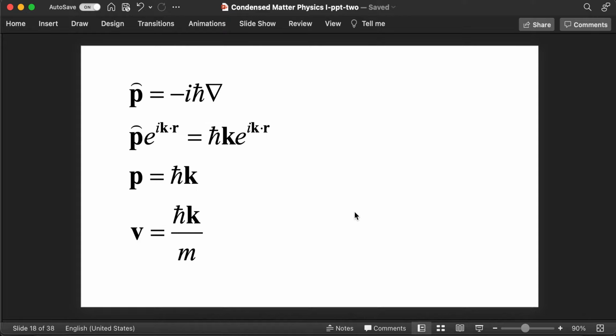Now, if I consider the momentum operator, with the operator being minus i h cross del, then the wave function e power i k dot r gives the eigenvalue h cross k. So the momentum of the electron is equal to h cross k. When I consider a lattice, this definition of the momentum will change, but for now it is just the standard momentum. We are considering a free electron. And I can also define the velocity as this.